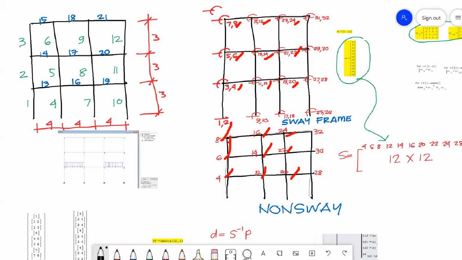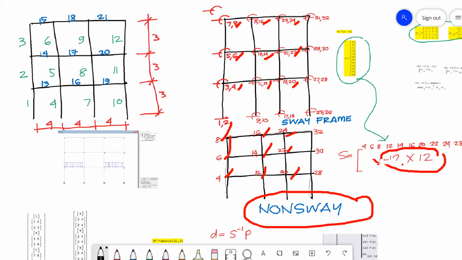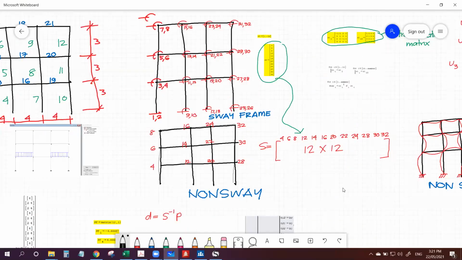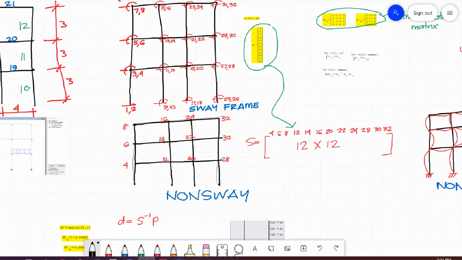So how many unknowns we have for non-sway? We have 3 times 4, 12 by 12. And these are the code for those unknown displacements: 4, 6, 8, 12, 14, 16, 20, 22, 24, 28, 30, 32. Okay.